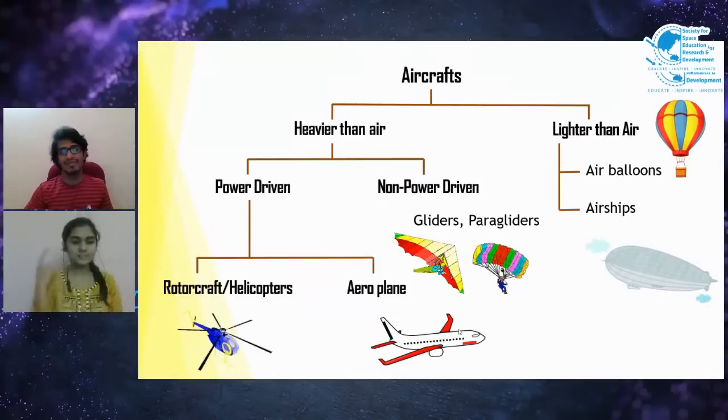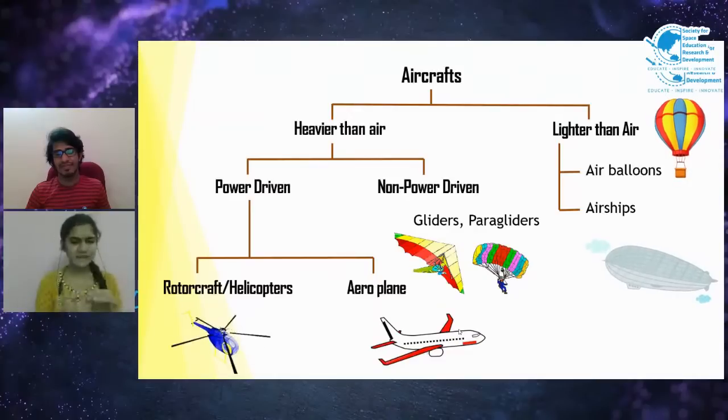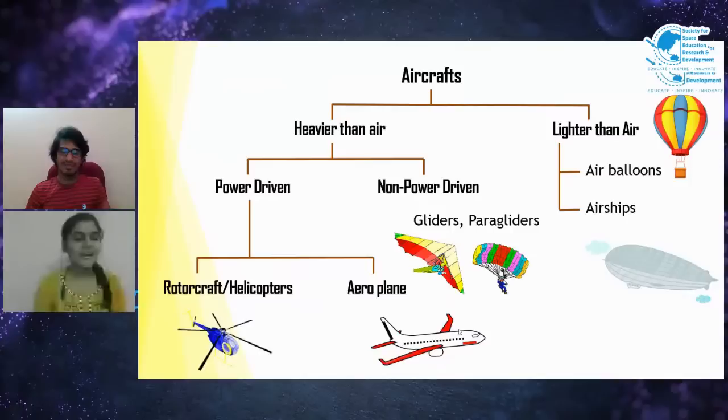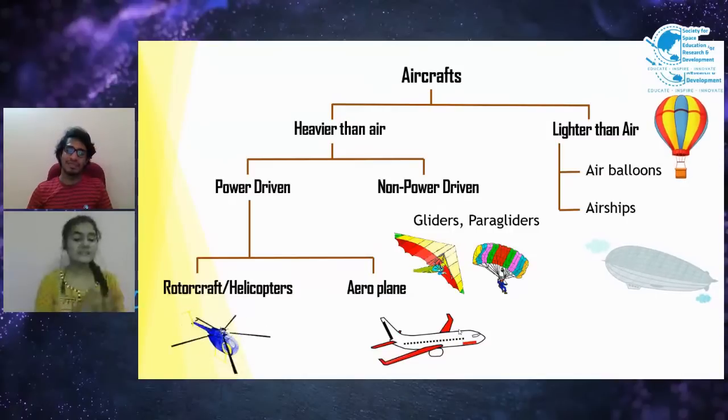That is power driven, and the other is non-power driven. Non-power driven contain gliders and paragliders. You must have seen them in mountain areas, like people paragliding through the mountains and beaches. And power driven aircrafts have an engine in them, like a rotorcraft or a helicopter, and the other one is aeroplanes.